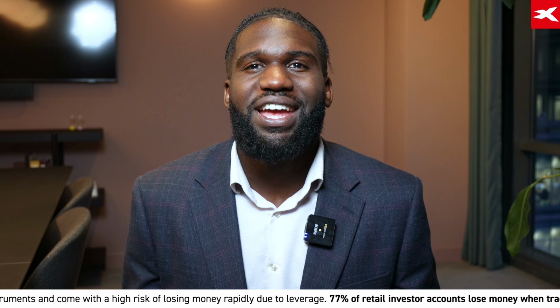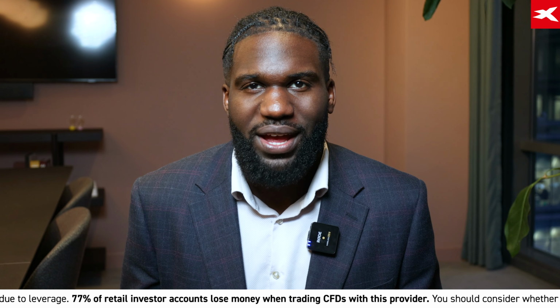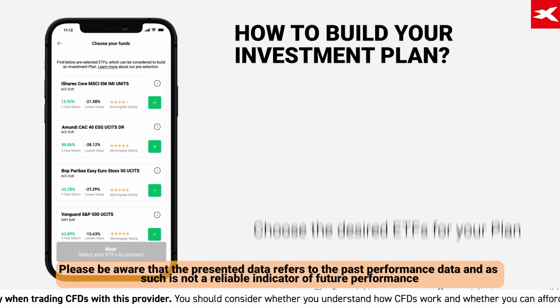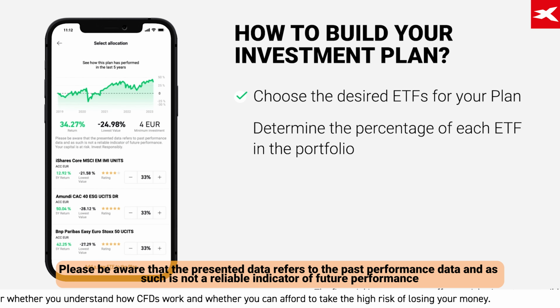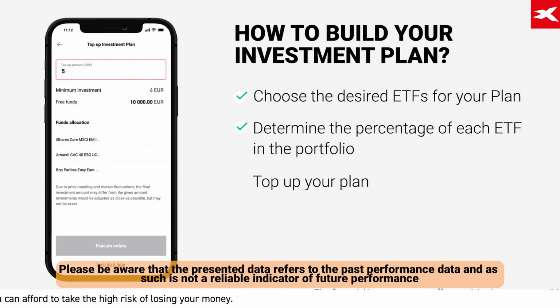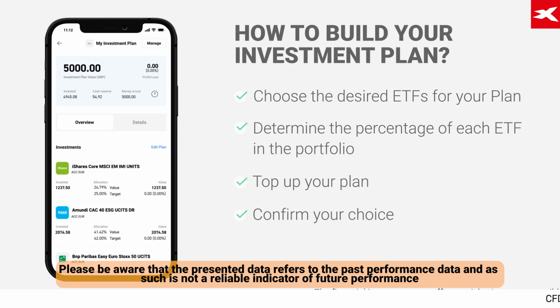How can I create an investment plan? You can only create an investment plan on the XTB app, though you can manage the plan through XStation after being created. To create an investment plan, you need to choose the desired ETFs for your investment plan, determine the percentage of each ETF in the portfolio, top up your plan, set the investment amount, and confirm your choice, and your investment plan will be created.